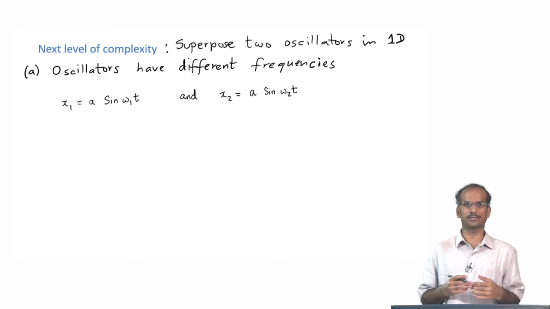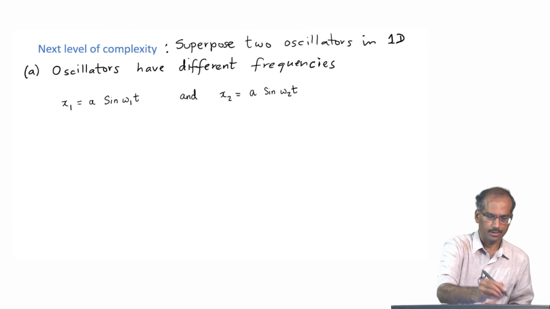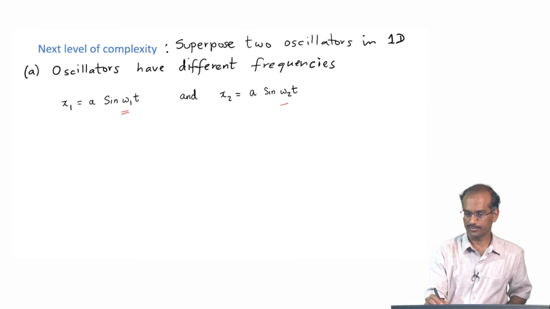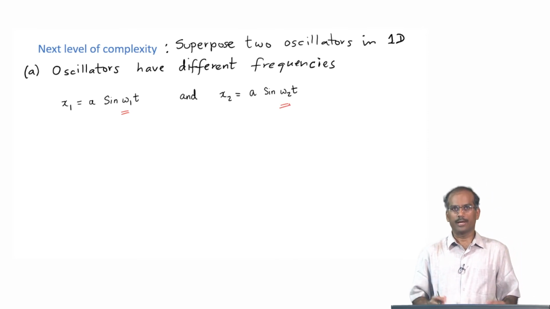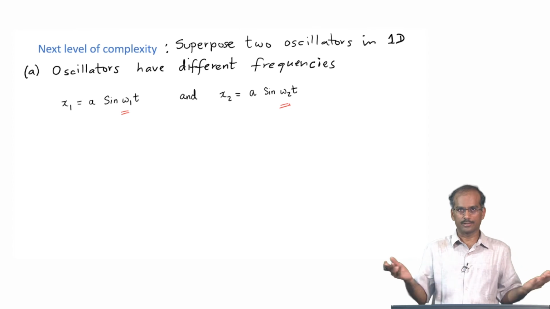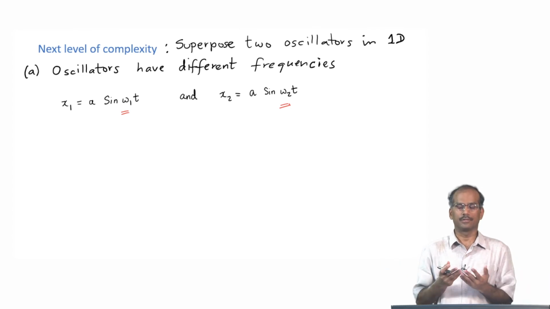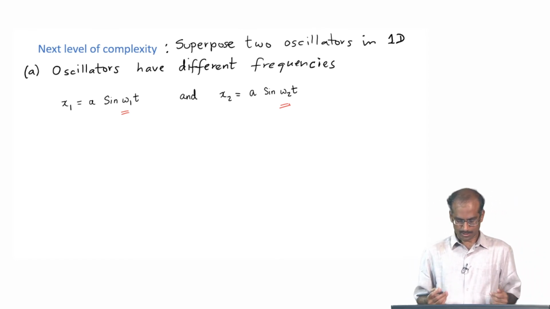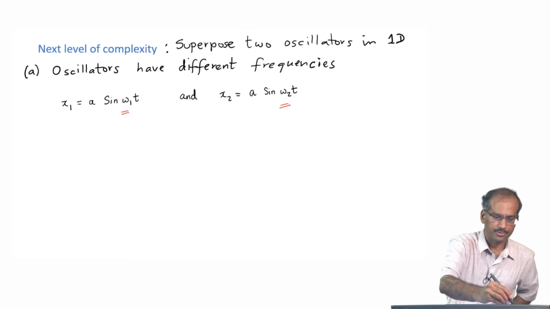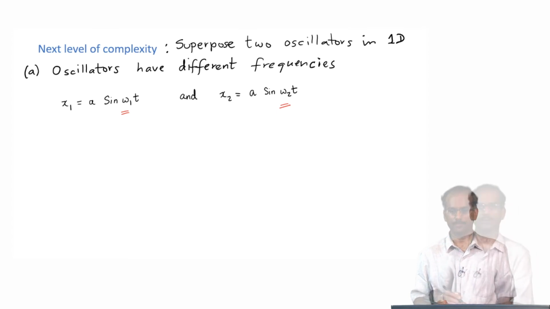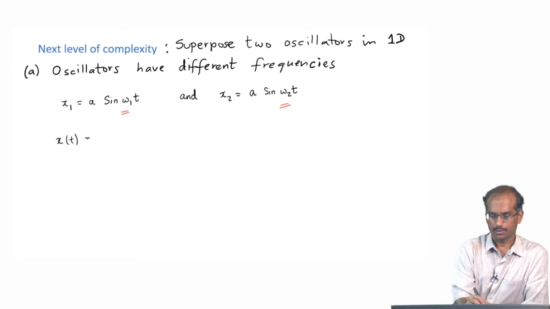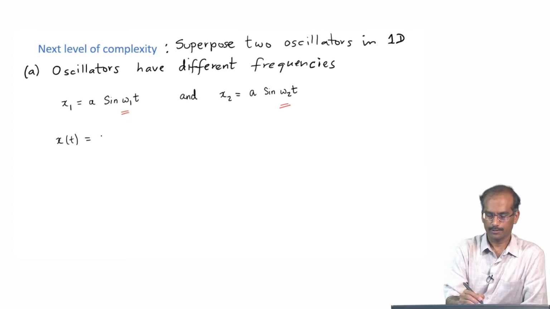The first oscillator is oscillating with an angular frequency omega 1, and the second oscillator is oscillating with an angular frequency omega 2, and these two oscillators are oscillating in the same direction or in the same dimension, and they are being combined together. Now, what is it that we can expect from these two oscillations? The general principle is the same. If I combine two oscillating systems, I am going to get another oscillating system.